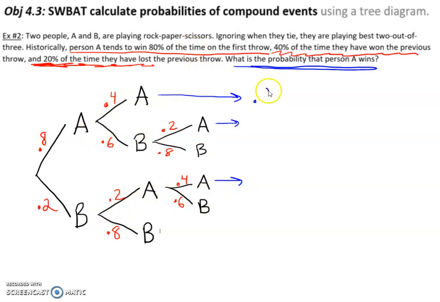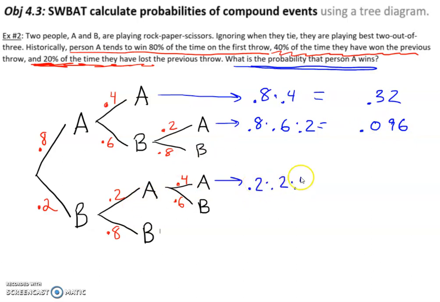So this first one is 0.8 times 0.4, which comes out to, I'm just multiplying this on my calculator, 0.32. This next row is 0.8 times 0.6 times 0.2, which is 0.096. And then this last one down here where A wins is 0.2 times 0.2 times 0.4. This seems like the least likely because all those numbers are low. So when I multiply them, I get 0.016.